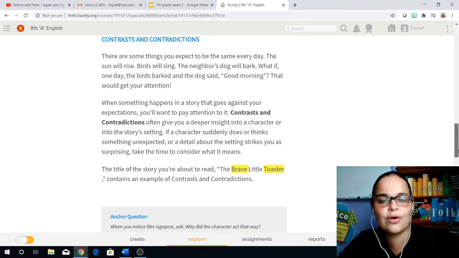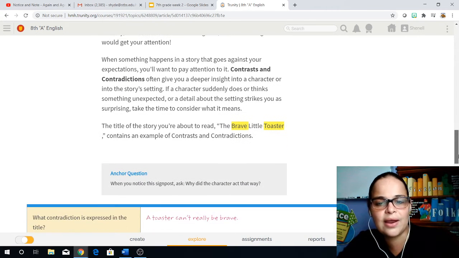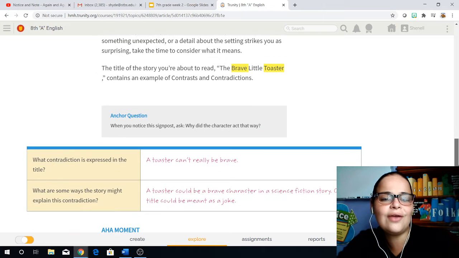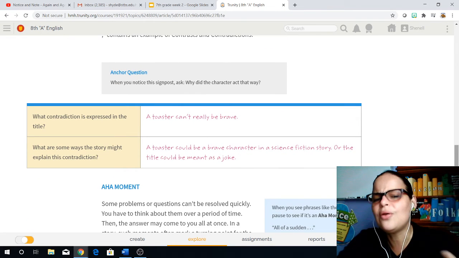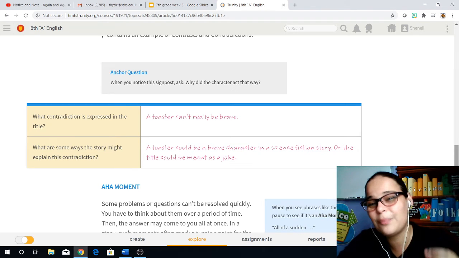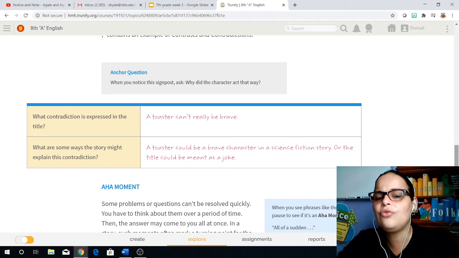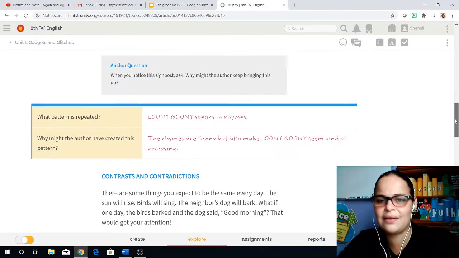If you notice, the two words that are annotated or highlighted are brave and toaster. So your anchor question here would be, when you notice a signpost, you could ask yourself, why did the character act that way? What contradiction is expressed in the title? A toaster can't really be brave. What are some ways the story might explain this contradiction? A toaster could be a brave character in a science fiction story, or the title could be meant as a joke. So we're not really clear on that, are we?